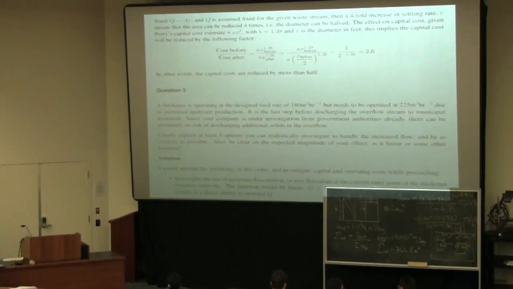Volumetric flow rate, but without exceeding the requirement that we put any solids over into the overflow. So what were some of the options that people came up with?